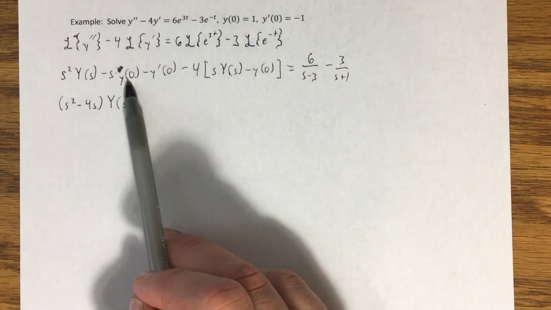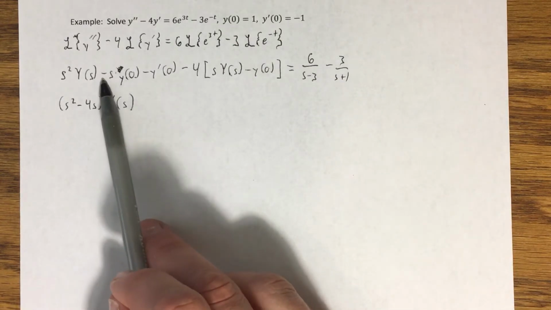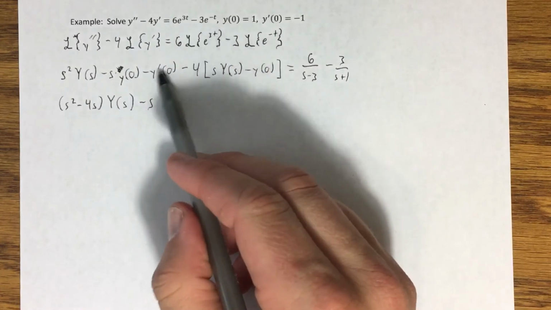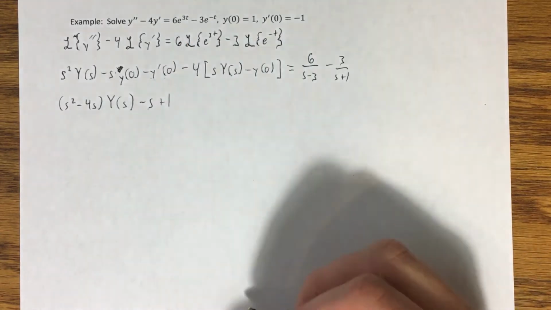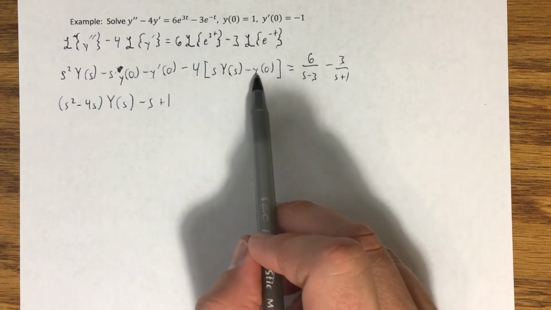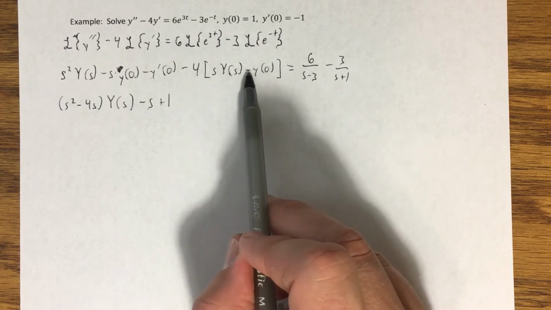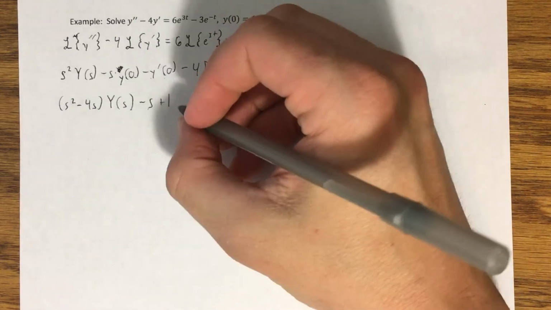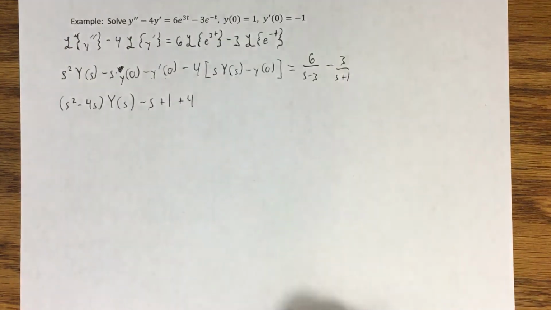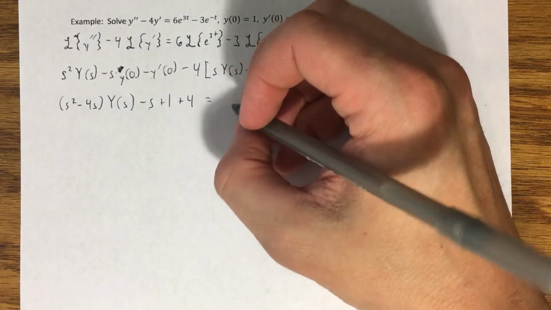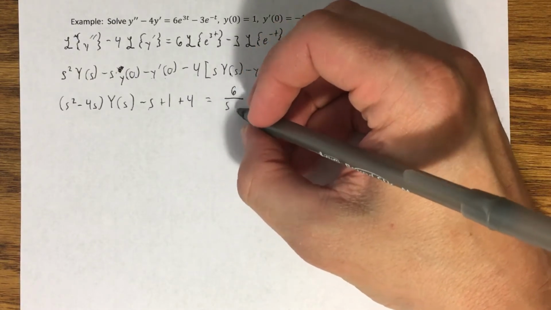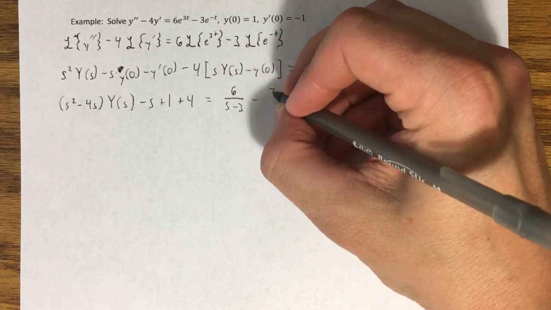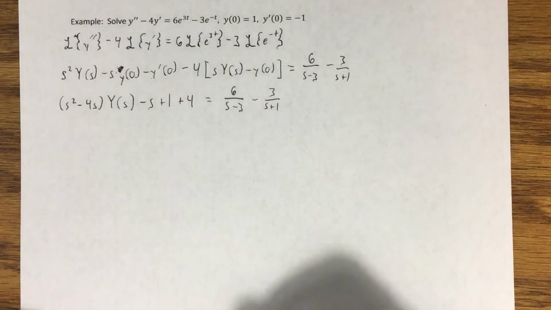So I'm going to have s squared minus 4s times Y of s. Now, what else is there? Well, y of 0 is equal to 1. That's one of my initial conditions, so that becomes minus s right there. y prime of 0 is equal to negative 1, so subtracting that gives me a plus 1 right here. And then here, I've dealt with this term. y of 0, again, is equal to 1. There's a negative in front of it. Negative 4 times negative 1 gives me positive 4. So that's plus 4 right there. And that's equal to still 6 over s minus 3 over s plus 1. Okay?